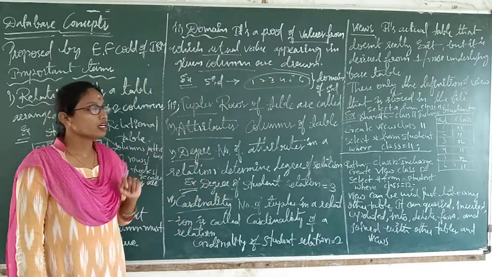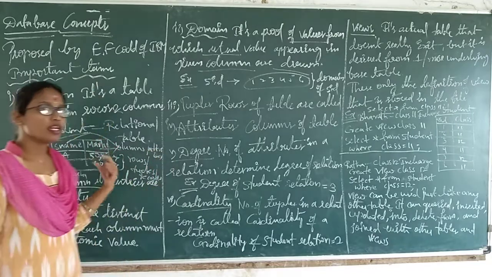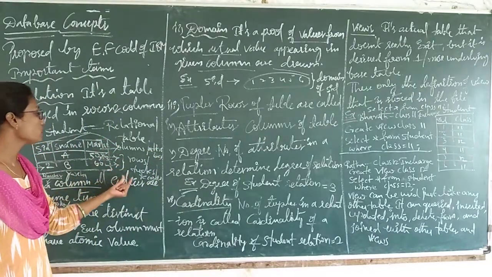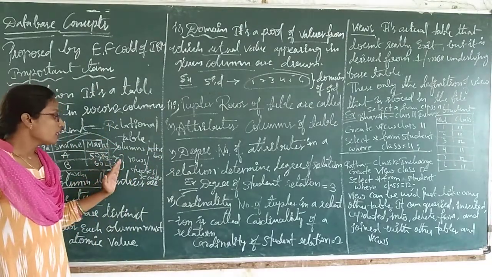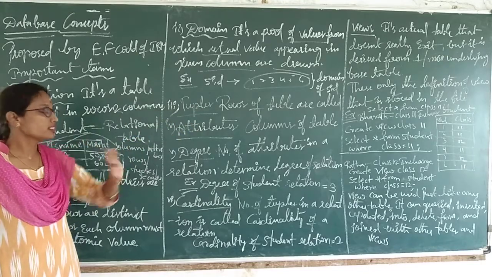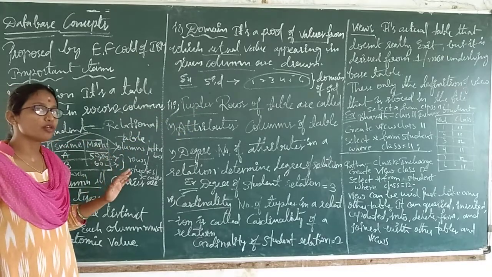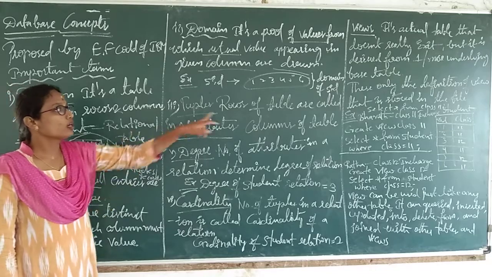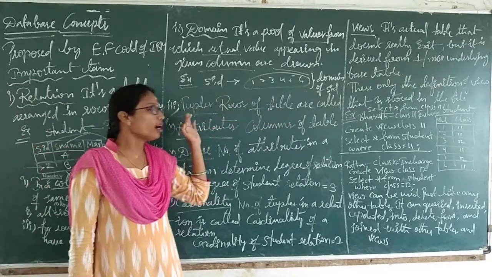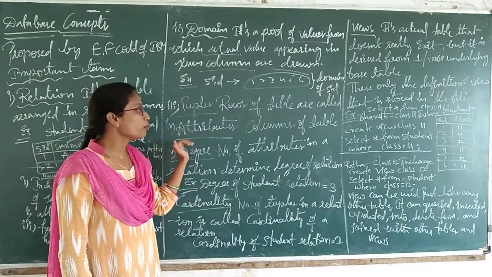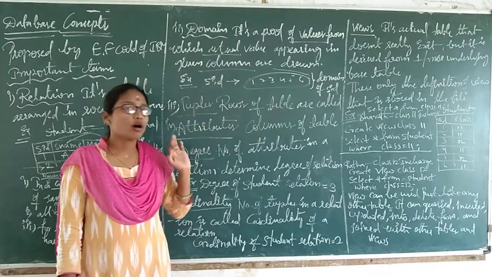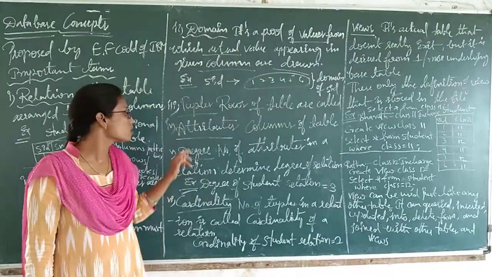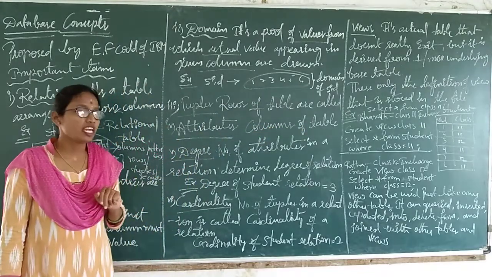And the third one is tuples. We have learned the definition, and as I just said, a tuple is nothing but an alternate name for rows and records. Rows of a table are called tuples, and the next, columns of a table we call attributes.